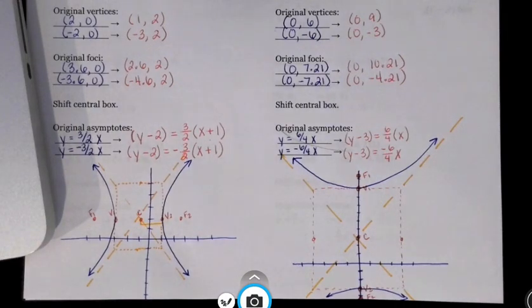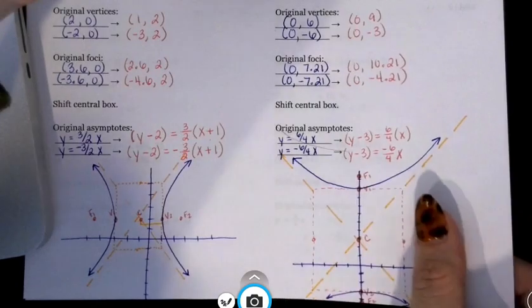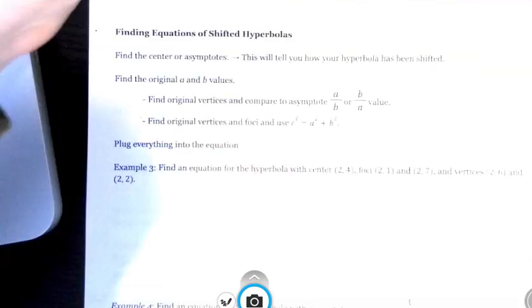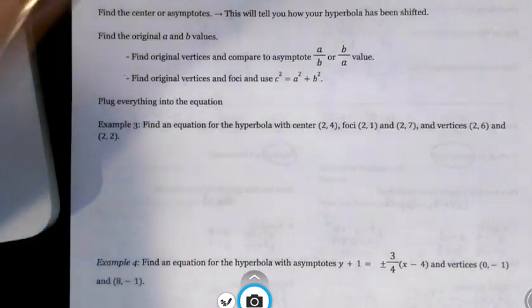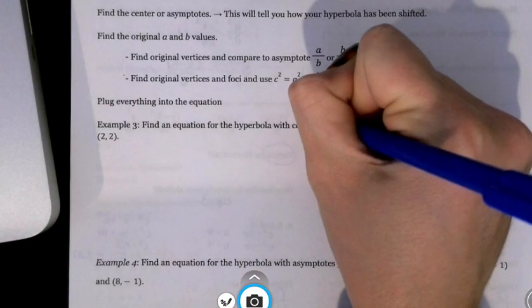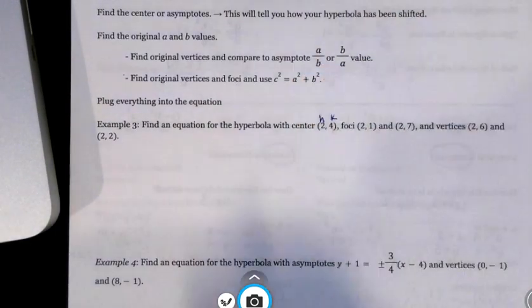All right, so we're going to flip to the back, and on the back, we are not graphing anymore, but we are given some characteristics, and we need to write our equation for it. So for example 3, it says find an equation for the hyperbola with a center at 2, 4, foci at 2, 1 and 2, 7, and then vertices at 2, 6 and 2, 2. So I do want to label what I know. If I have my center, I automatically have my H and my K.